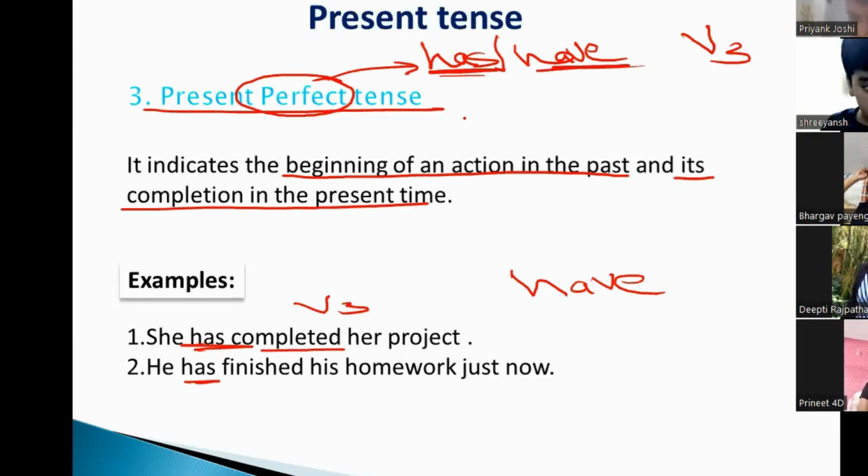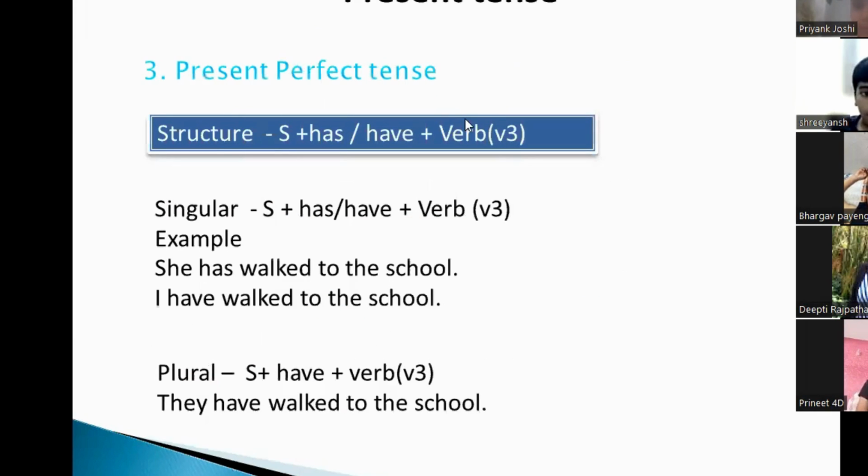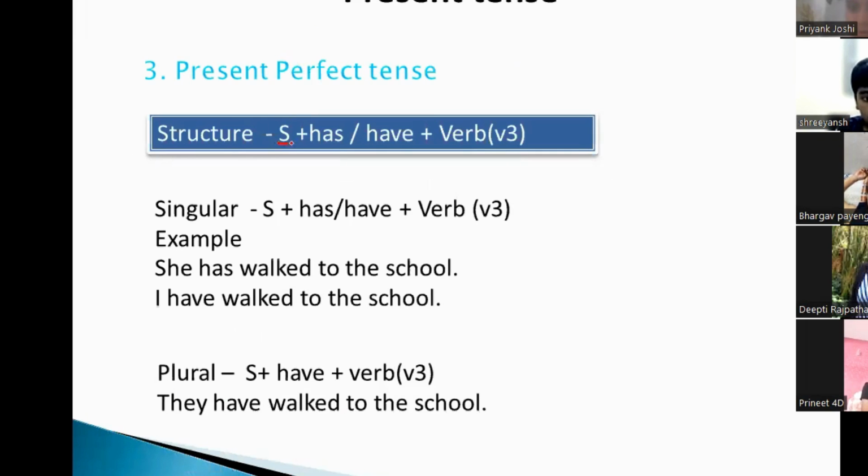So now let's see what is the structure of this present perfect tense. Our structure for present perfect tense is subject plus has or have, depending upon whether your subject is singular, third person, first person. You have to use has or have. That I'll explain in the coming line below. And along with that you have to use the third form of verb, the past participle form of verb. So let us see.